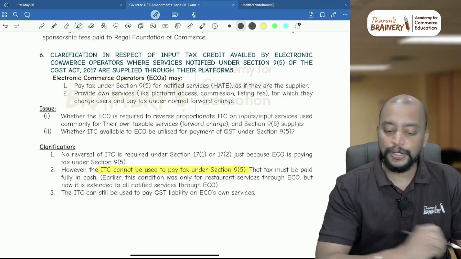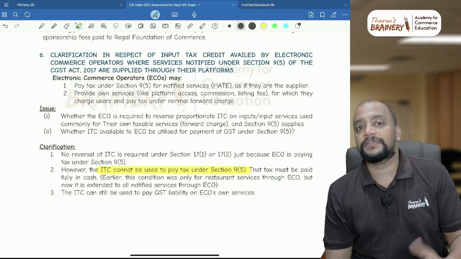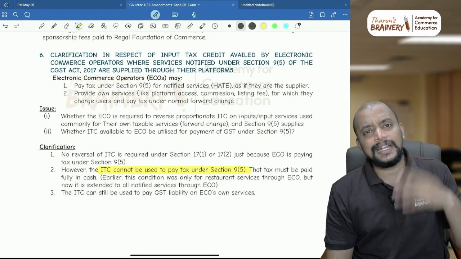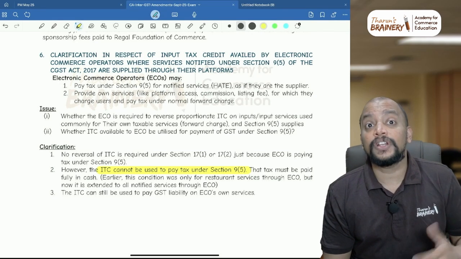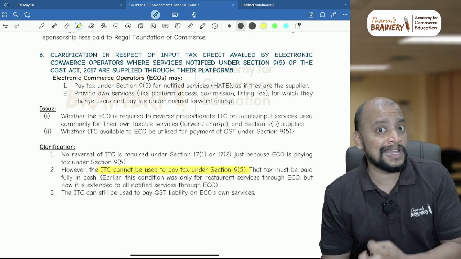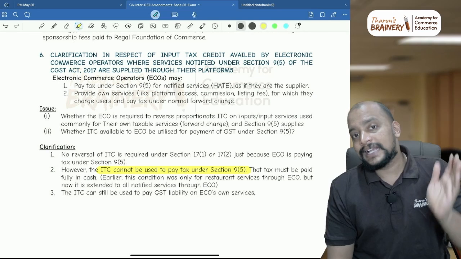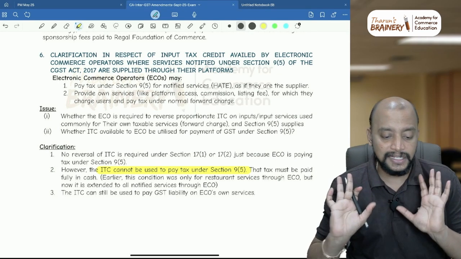The ITC can still be utilized for payment of GST liability on the e-commerce operator's own service. What if they are not able to utilize, they have excess credit? That excess credit will be carried forward. And there is no time limit now for utilization of credit. For availment only there is a time limit. But for utilization there is no time limit, so they can carry forward and adjust against the liability whenever they get the liability in future. At that time they can adjust with that.